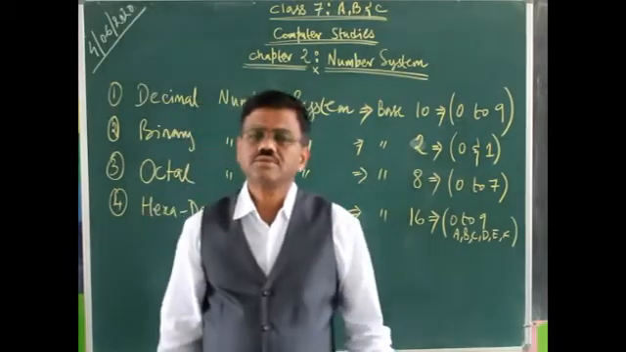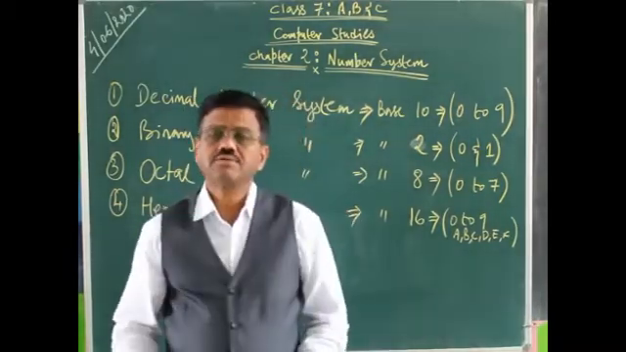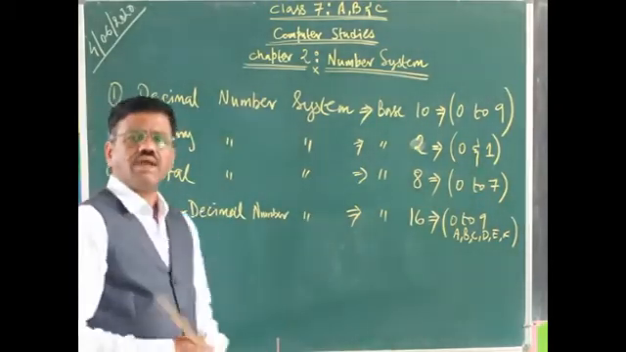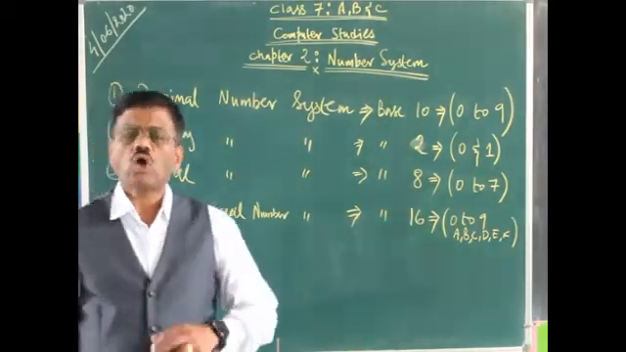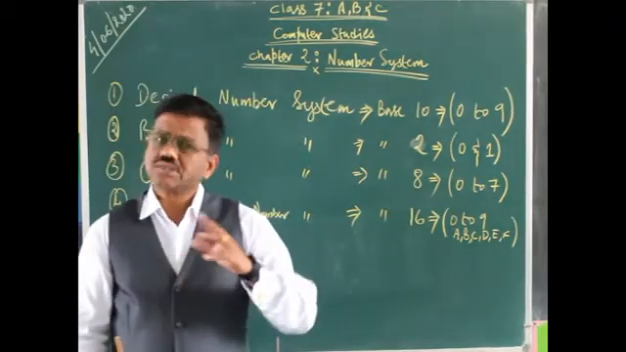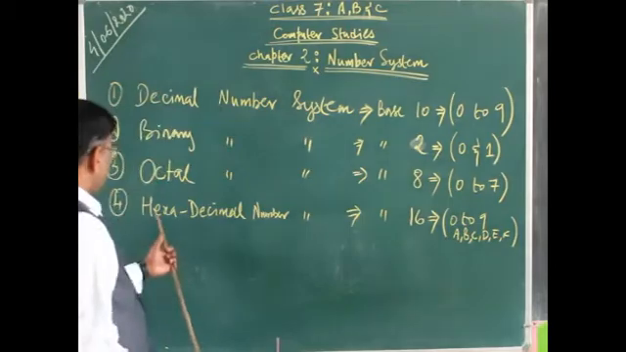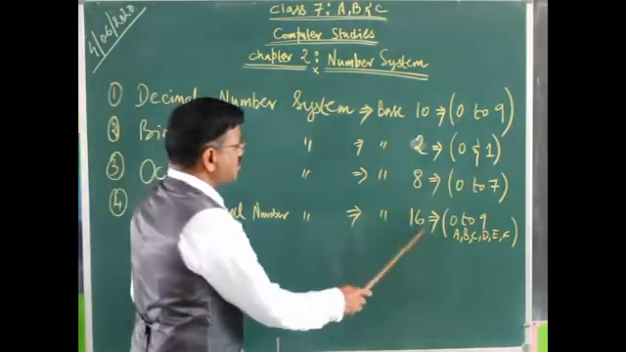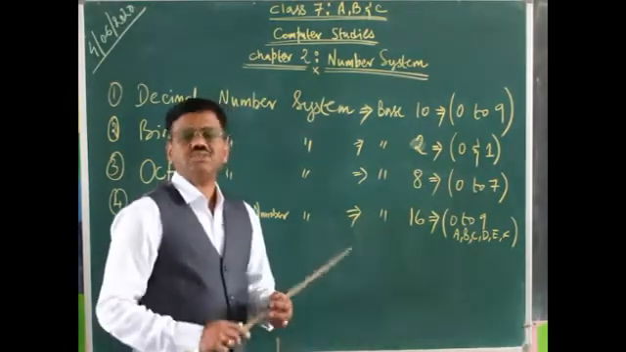Should I repeat? What do you mean by hexadecimal number system? Hexa means 6, octal means 8. Deci means 10. 6 and 10 would be 16. How many digits are there? 16 digits are there, whose base is 16.